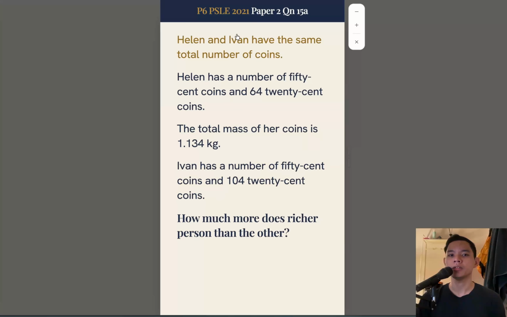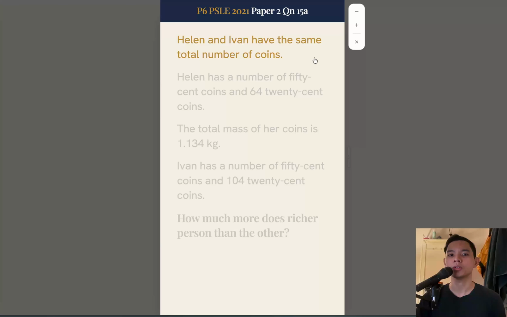Question 15, part A. Helen and Ivan have the same total number of coins.